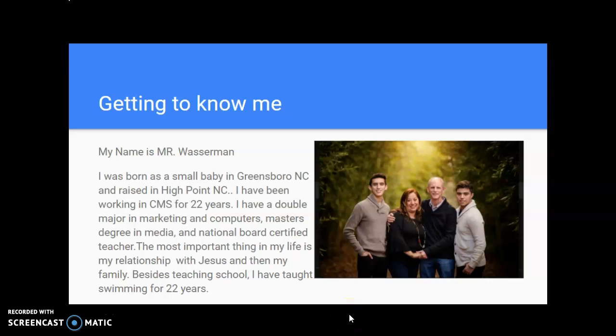The most important thing in my life is my relationship with Jesus, and then my family, which is over on the right-hand side. Beautiful family, especially the guy second to the right. Anyway, besides teaching school, I've also taught swimming for 22 years at Charlotte Aquatics.